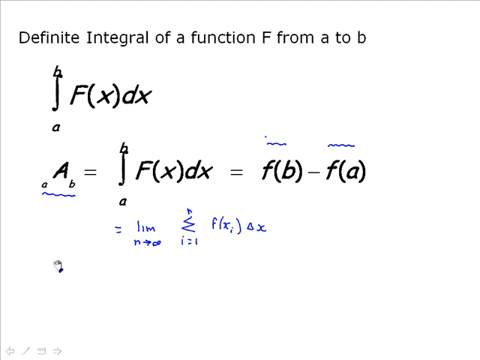Now there are a few other little things we should note. Given a function y equals f of x, and also where f of x is greater than 0. So for now, we work with the idea that we're above the x-axis.